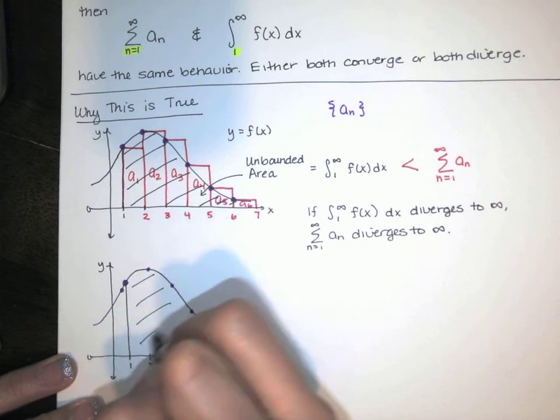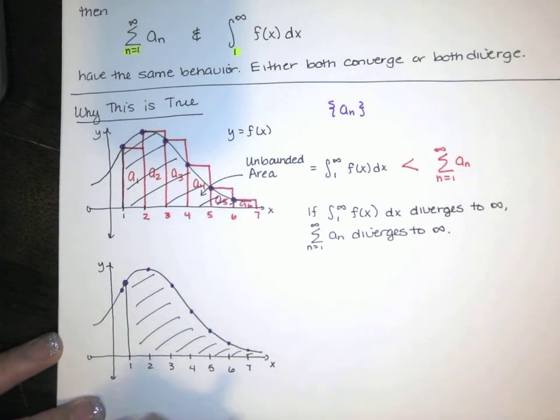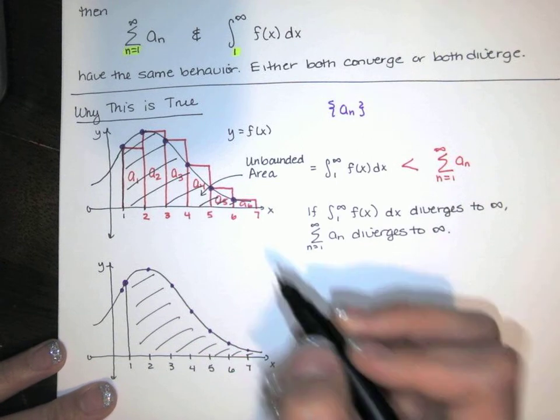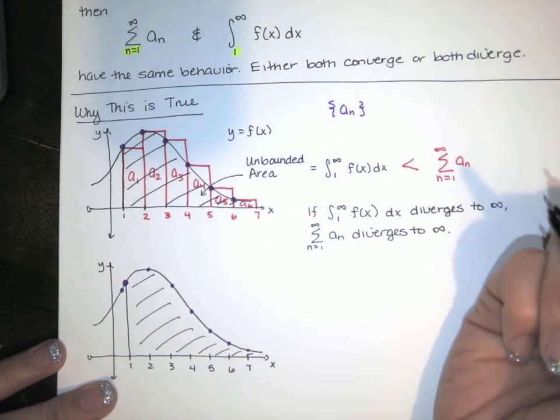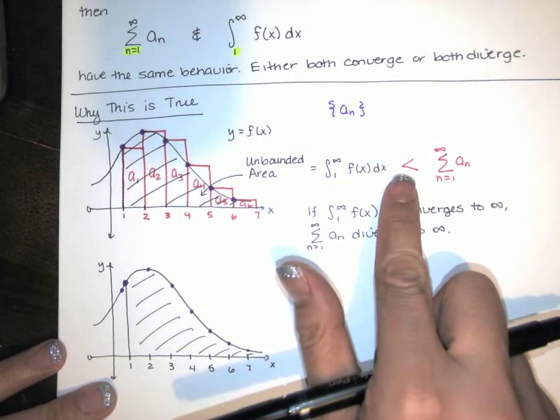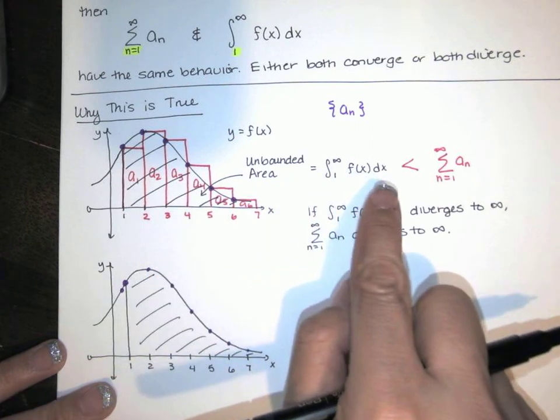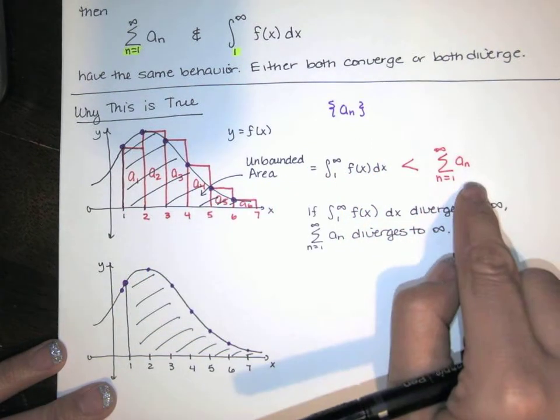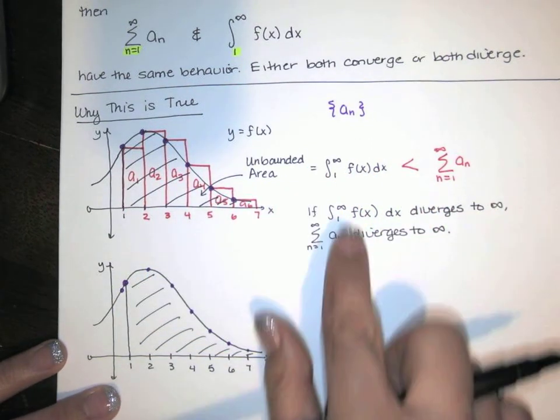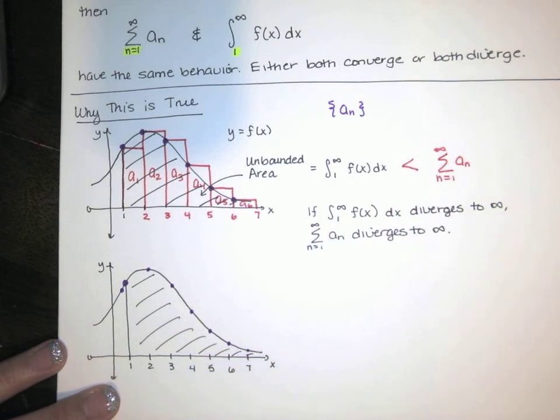And now I want to compare a summation like this to the area under this curve. So we've got unbounded area here, and then if we assume it diverges, so this goes to infinity and this is larger. And if this diverges, then that has to diverge.